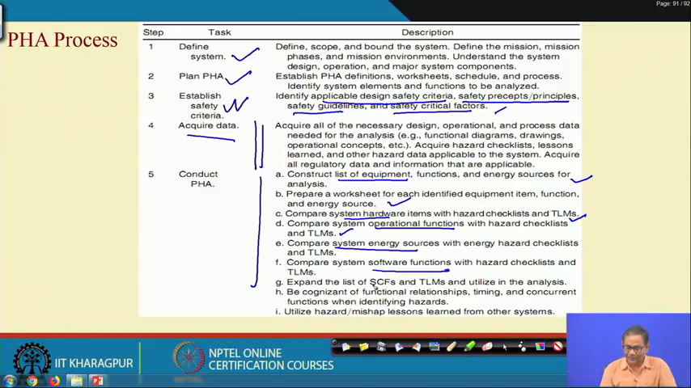Expand the list of safety critical factors or top level mishaps and utilize it in the analysis. In PHL you found the safety critical factors and top level mishaps, but here you expand the list. Be cognizant of functional relationships, timing, and concurrent functions. I have already told you about dependency between components, from one layer to another layer. Now, utilize hazard and mishap lessons learned from other systems.